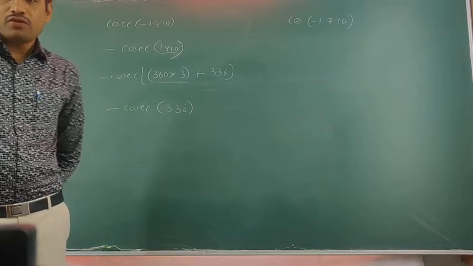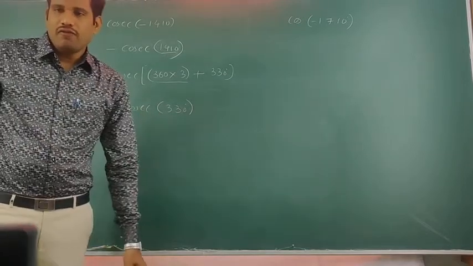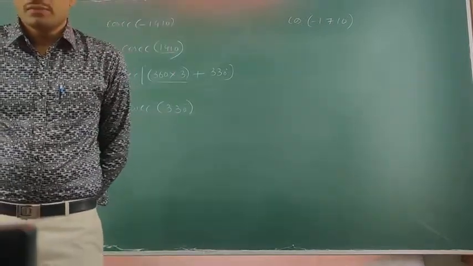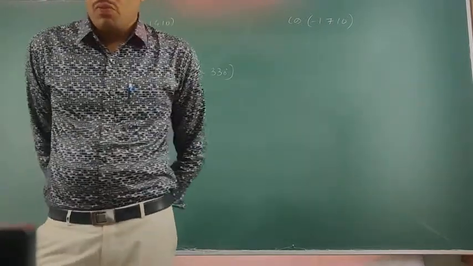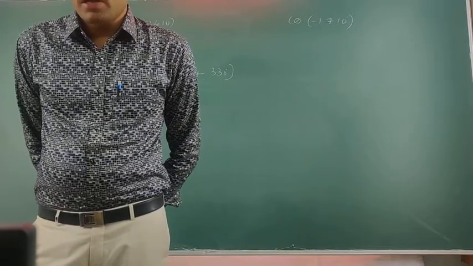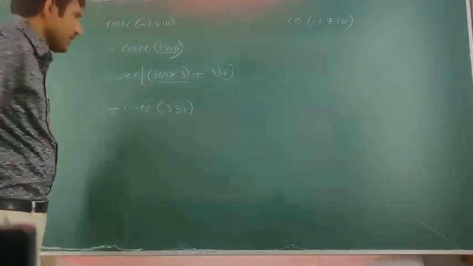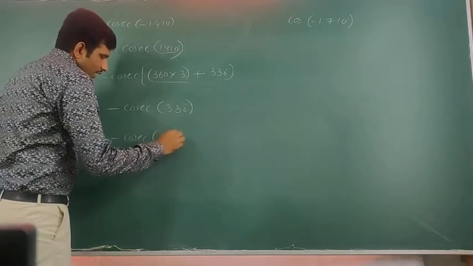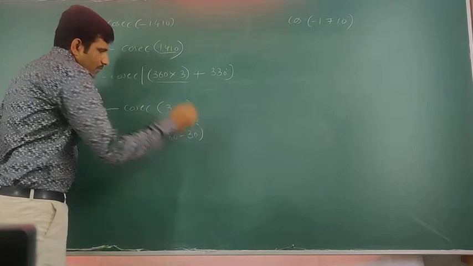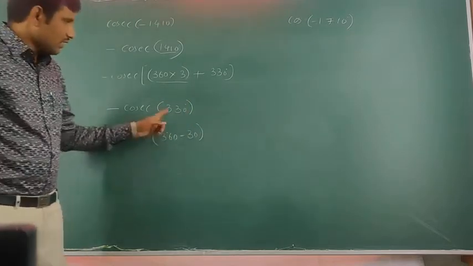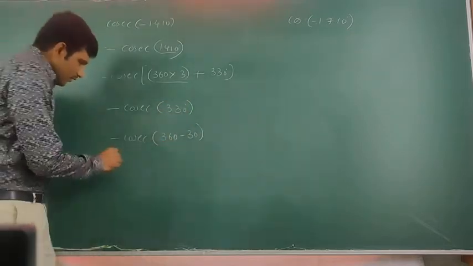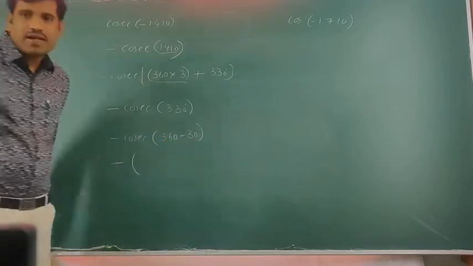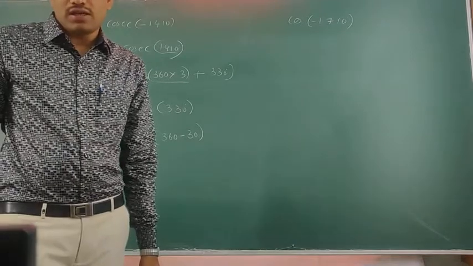Fourth quadrant. Fourth, sir. When we have an angle in the fourth quadrant, which allied angle do we have to use? 360 minus theta. Already I told you, 360 minus theta. That is minus cosec of this 330 degree. I can write it as 360 minus 30 degree. So 330 I can write as 360 minus 30. Now this minus I will write as it is. What is cosec of 360 degree minus theta? That is minus cosec theta.